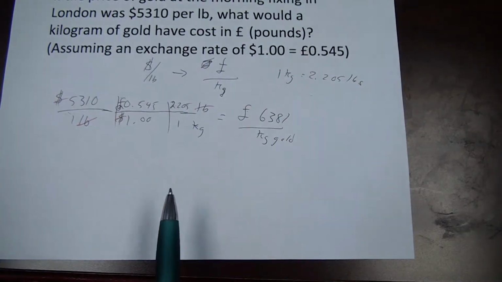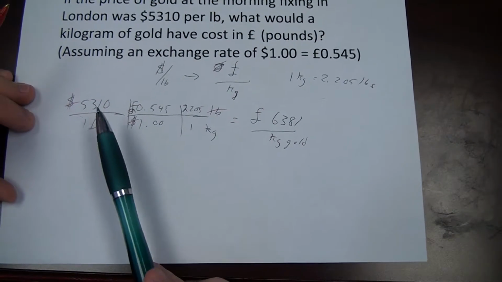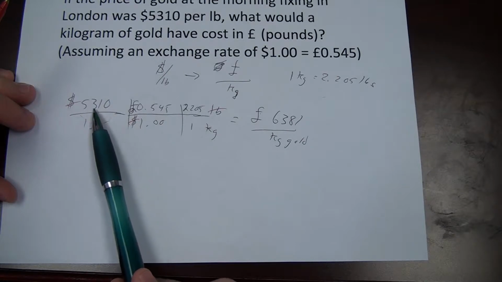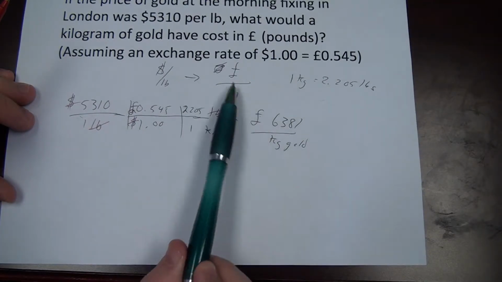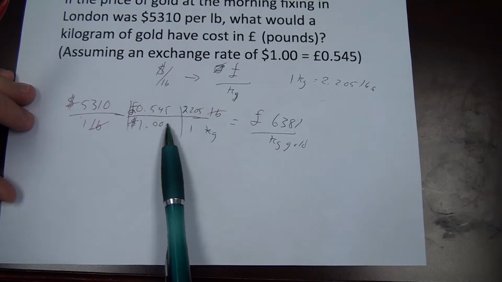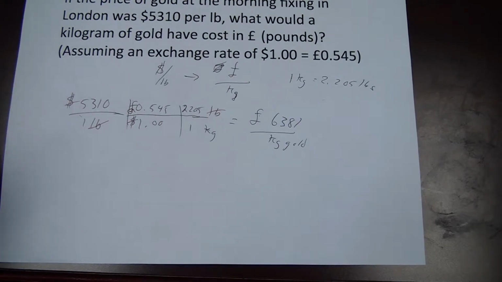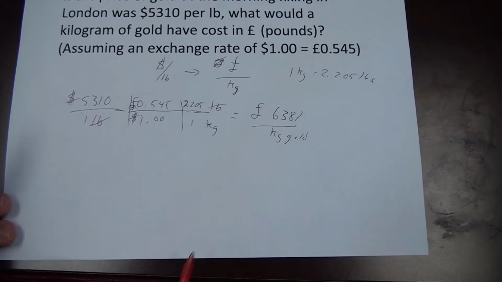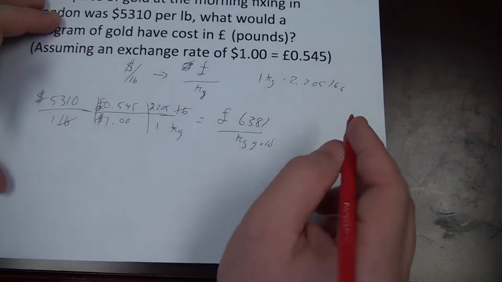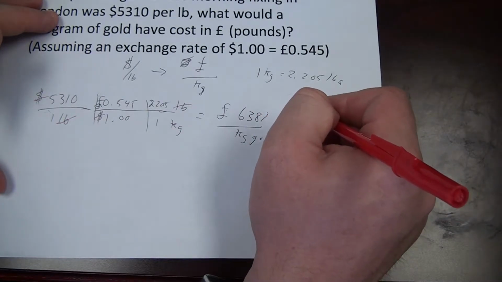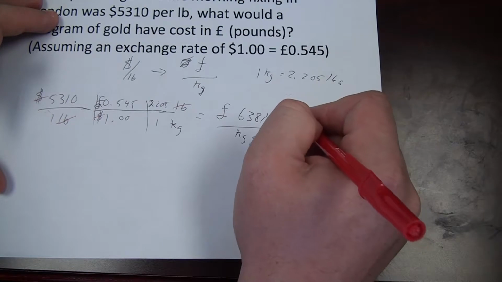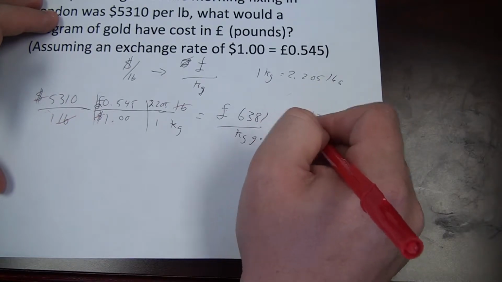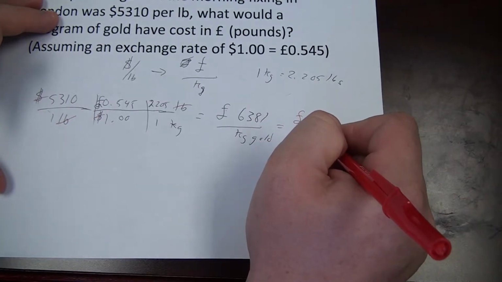Right. Again, we have to look at significant figures. Here we have only 3. Both of these two conversions, because they are conversions, we're going to assume they have an infinite number of significant figures. So our answer should have, again, 3 significant digits. So we're going to round this to 6,380 British pounds per kilogram of gold.